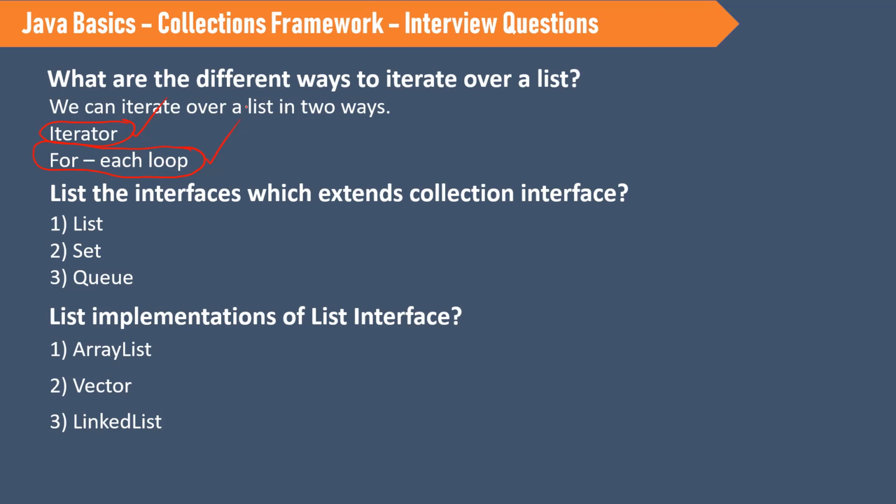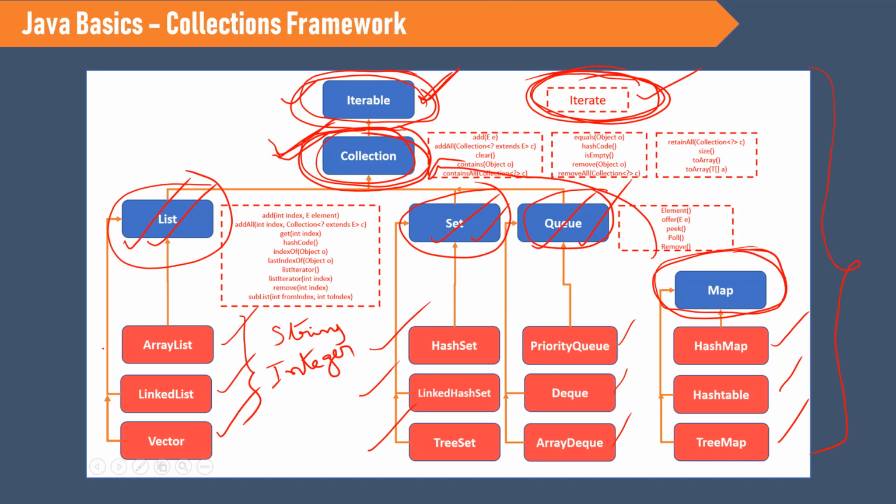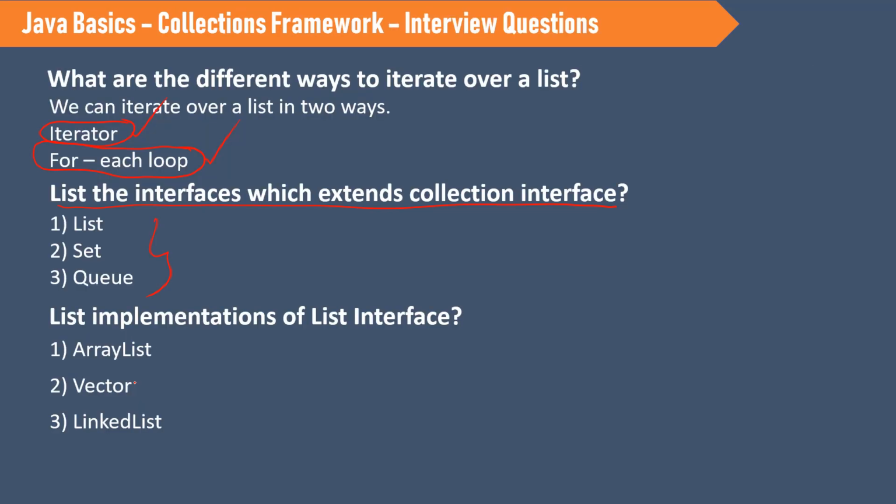Next one is, list the interfaces which extend the Collection interface. We have already seen this one. The interfaces are List, Set and Queue. List the implementations of the List interface. So if you see this one, the classes that implement the List interface are ArrayList, LinkedList and Vector. So ArrayList, Vector and LinkedList are some of the classes that implement the List interface.